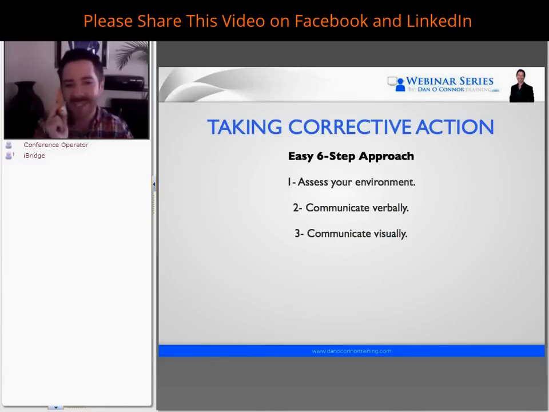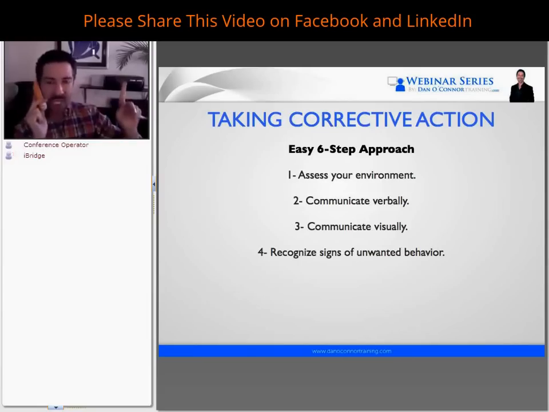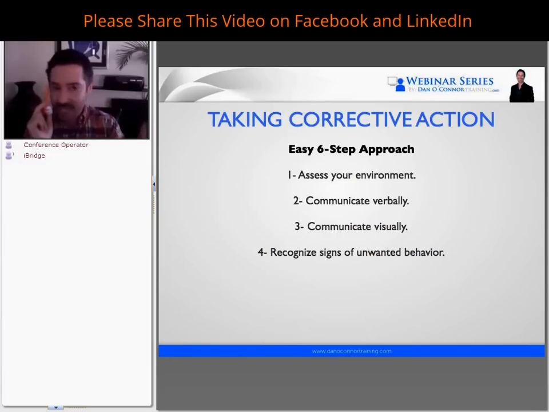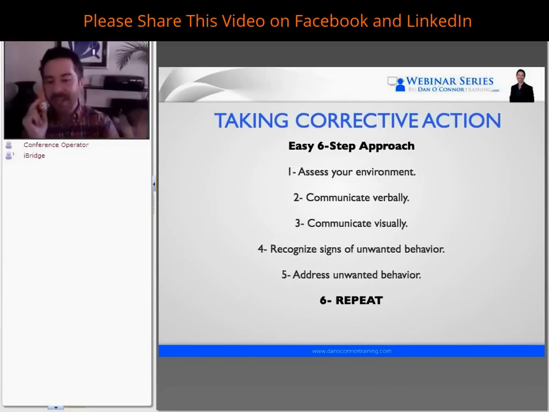Number 4, recognize the signs of unwanted behavior. I think most of us recognize the signs of unwanted behavior, but the challenge is we don't do anything. When you recognize a sign, what are you going to do? We can communicate visually. We can communicate verbally. We can use a signal like a dog clicker. You can do anything you want, but you have to take action and address that unwanted behavior. And then, number 6, repeat the process, because this is an ongoing process, of course.